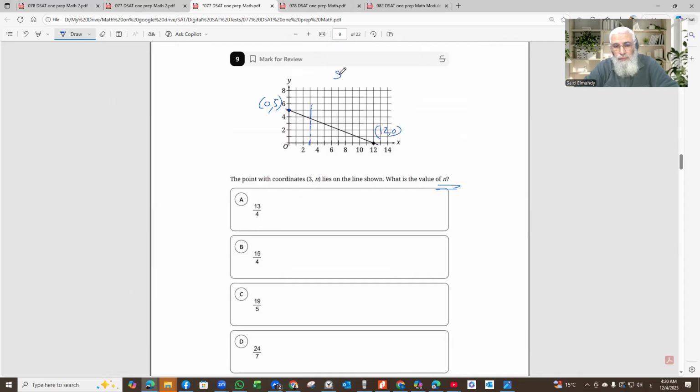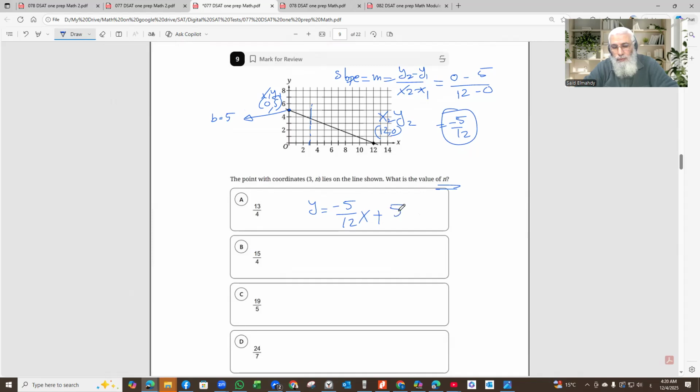So slope is equal to y2 minus y1 over x2 minus x1. This is x and y, this is x and y. Let's make this 1, 2, 2, 1, 1. So y2 is 0 minus y1 is 5 divided by x2 is 12 minus 0. So it is negative 5 over 12. This is the slope. So the equation is negative 5 over 12 x plus b. b here is the y-intercept, which is just the 5. So the equation is y equals negative 5 over 12 x plus 5.